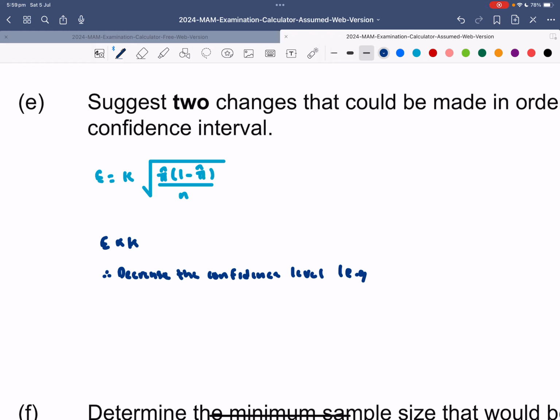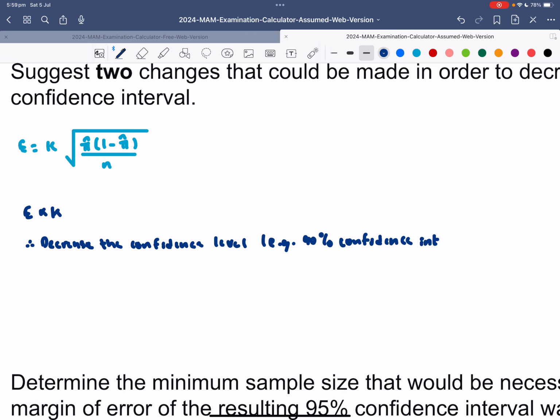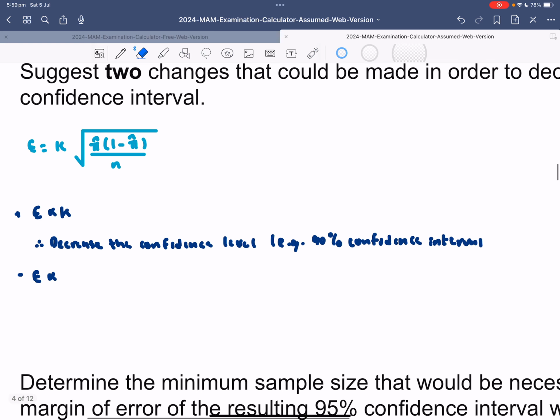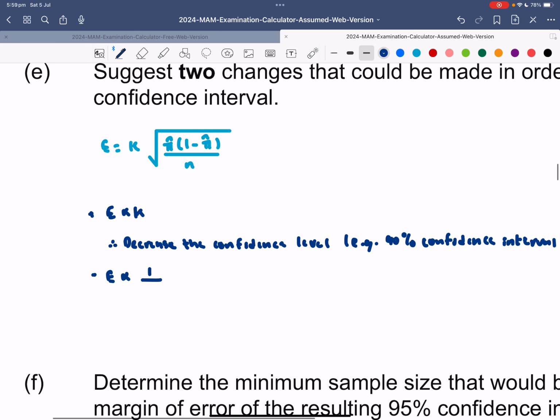E.g. a 90% confidence interval instead of a 95% confidence interval. That's one of the things that we could do. And the other thing you can see is that the error is inversely proportional to the square root of the sample size. So something else that we could do is therefore increase the size of the sample. That's a foolproof way to achieve that.